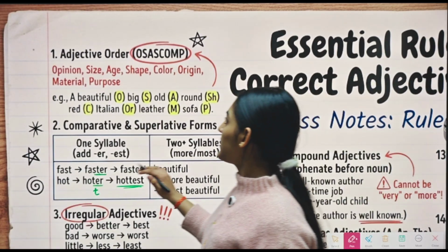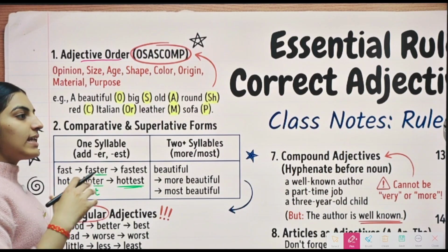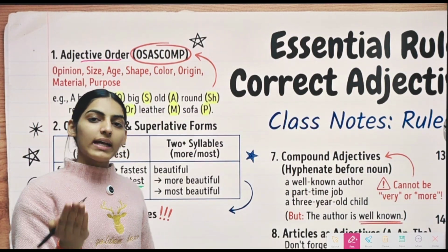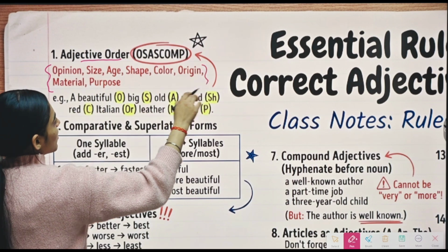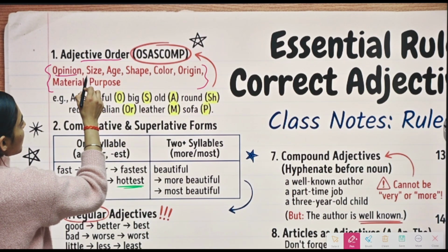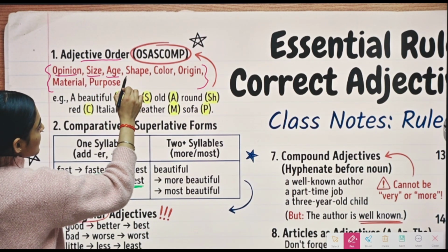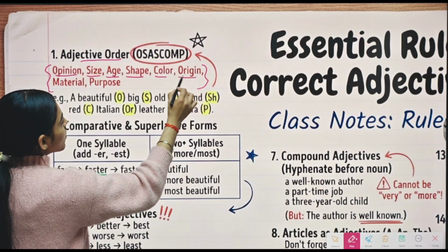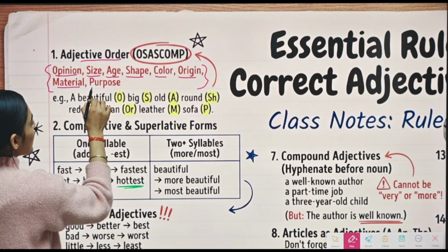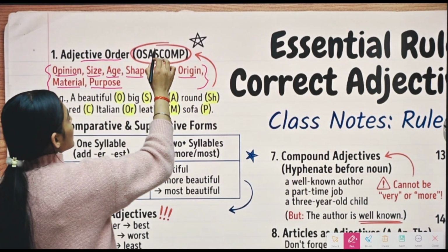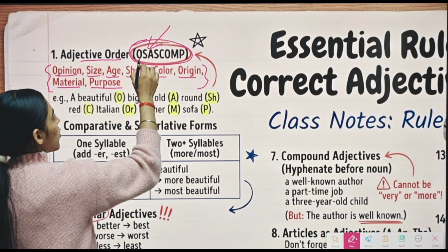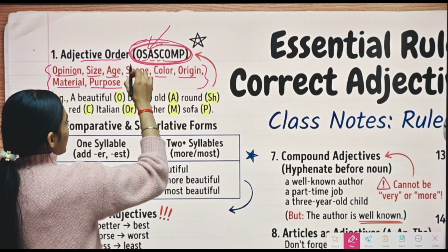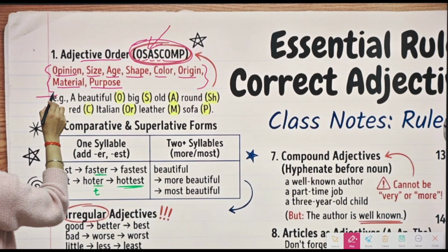So the first one is adjective order. Whenever there is more than one adjective in the sentence, we will have them in this order. First, we will have the opinion, then the size, then age, then shape, then color, then origin, then material, and at last we have purpose. This is a trick with which you can memorize this: OSASCOMP. Alright?